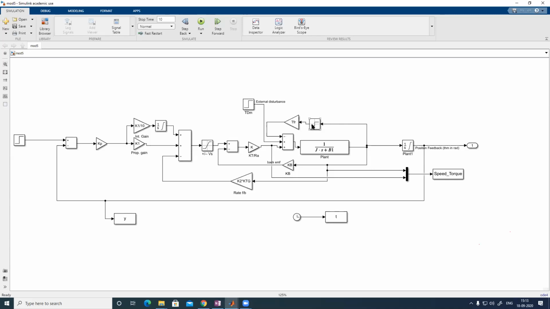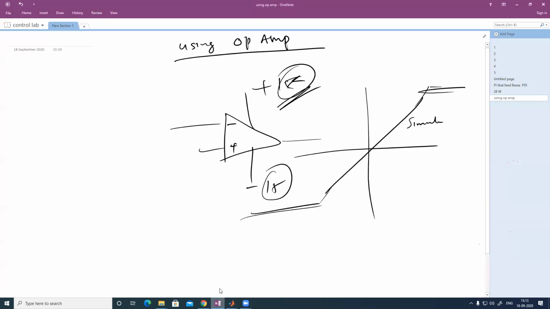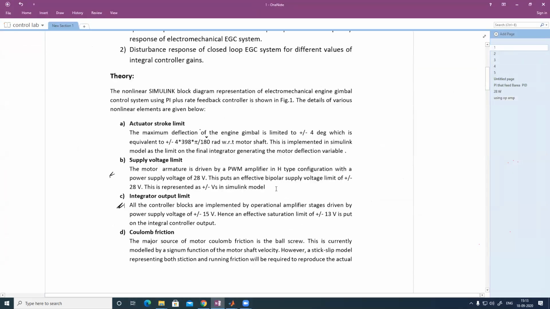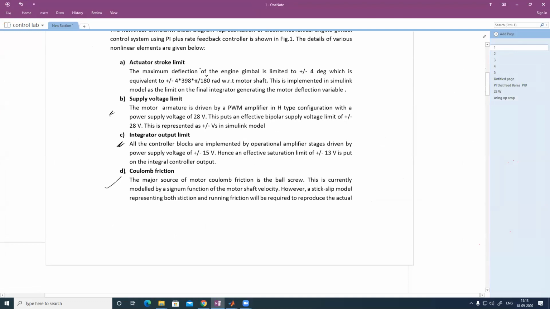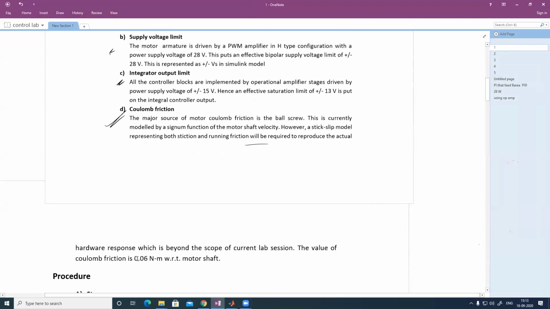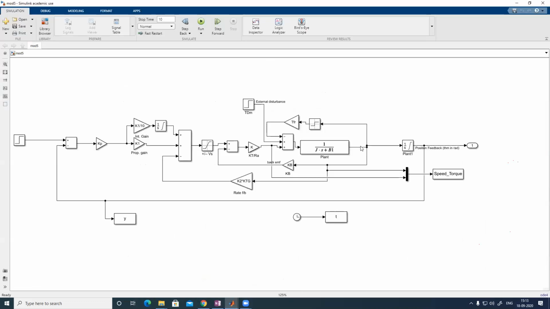So omega m goes through a signum function. That signum function times TFR is the friction value. That is the fourth nonlinearity. This friction value is 0.06. So friction is acting on the system when omega m is coming. Omega m positive means friction will be positive; omega m negative means friction will be negative. That is why the signum function is given.